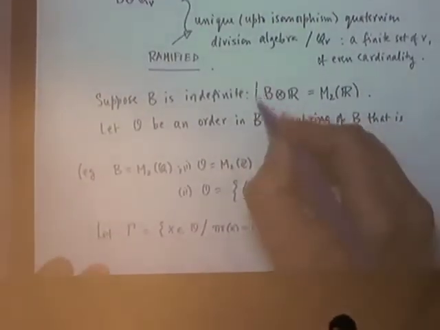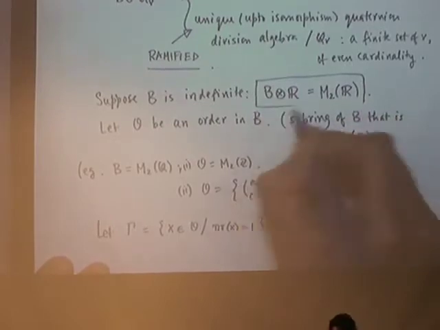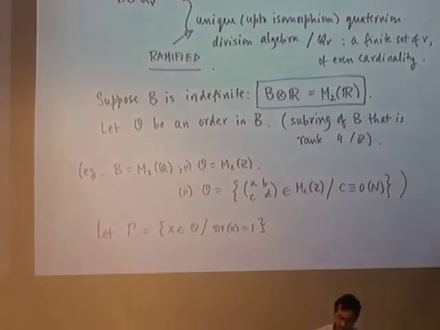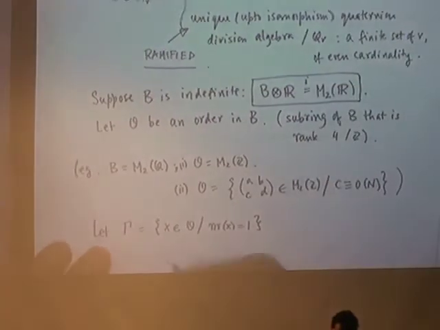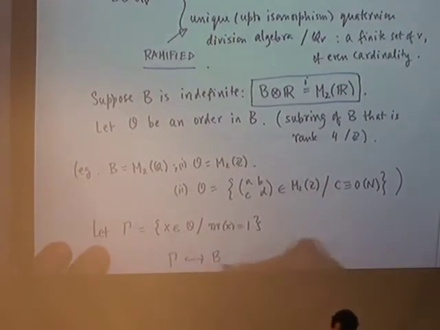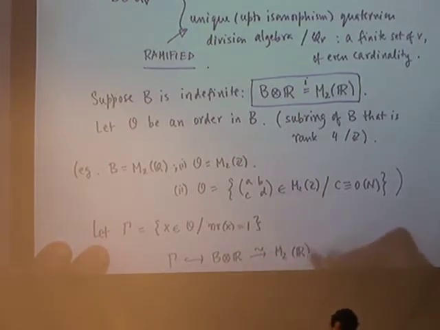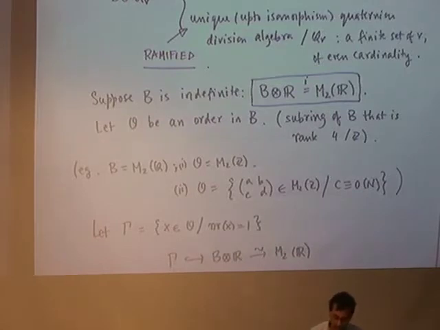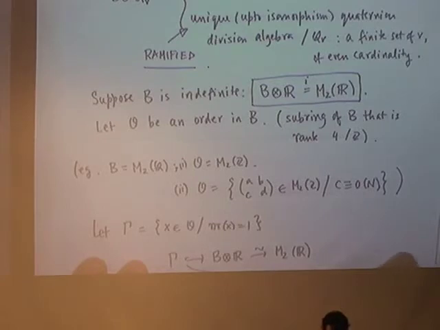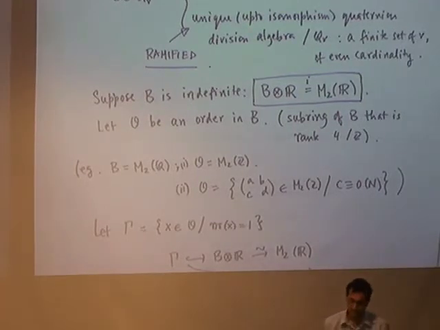And let's fix this isomorphism of B tensor R with M2 of R. If you fix this isomorphism, let's call it I, then I can think of Gamma sitting inside B tensor R, which is M2 of R. But the fact that I've started with elements of reduced norm 1 means that Gamma in fact lands inside SL2(R). So this gives me examples of subgroups of SL2(R) that you wouldn't get from looking at, say, Gamma_0(n).